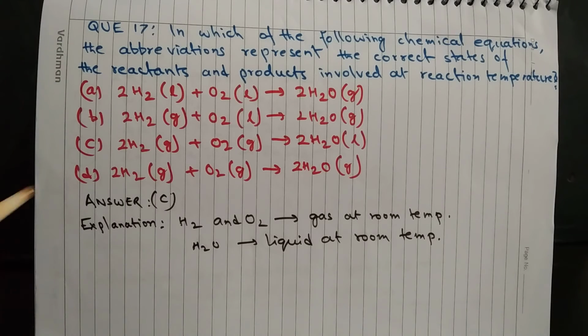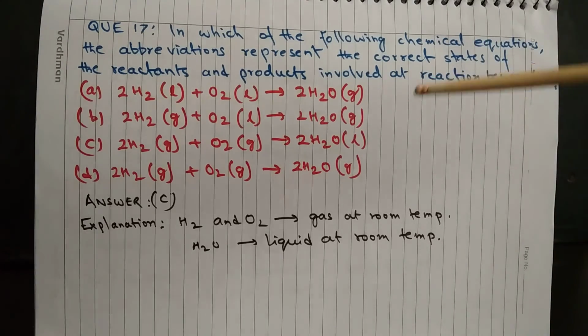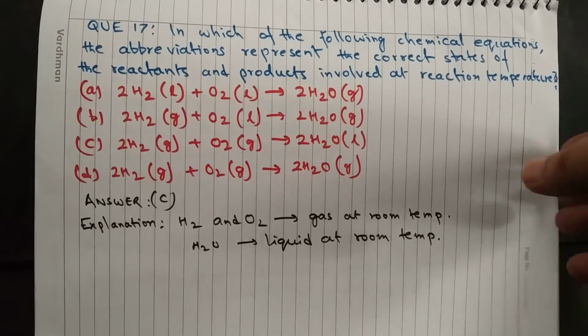We know that hydrogen and oxygen are gases at room temperature and water is a liquid at room temperature, and that is why this option is the correct answer.